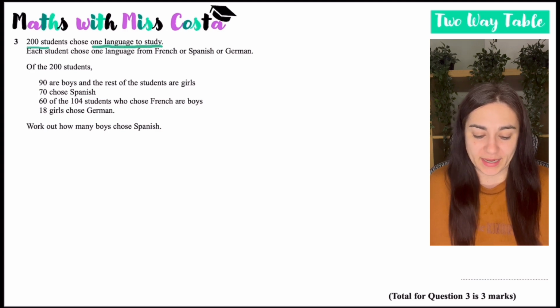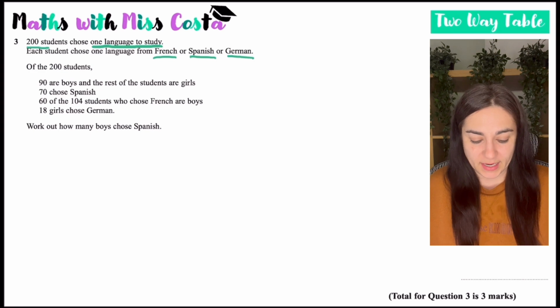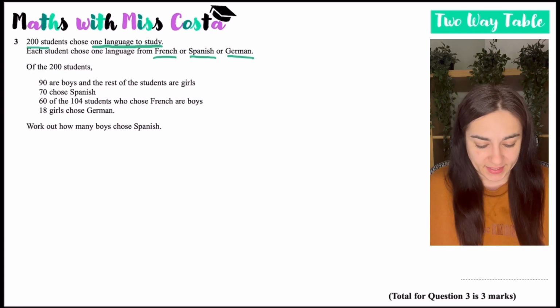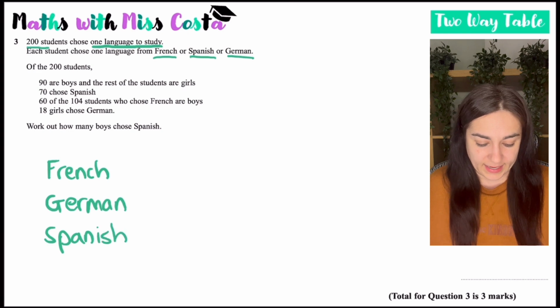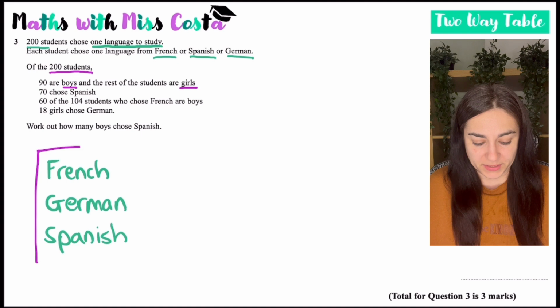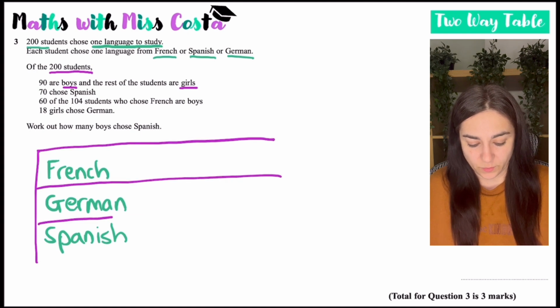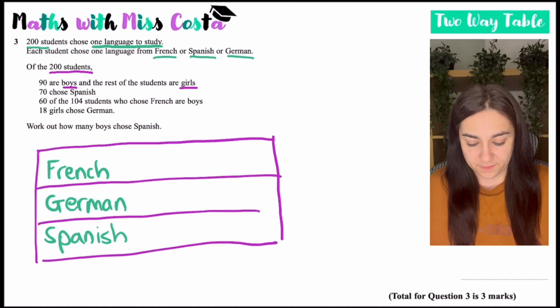Each student chose one language from either French, Spanish, or German, and then I'm told information about these students. So I know that each student has a choice to study French, German, or Spanish. And then what other information do I know? I know that out of these 200 students, 90 are boys and the rest are girls. So I know that the options are to study French, German, or Spanish, and that if you studied French, German, or Spanish, you are either a boy or a girl.